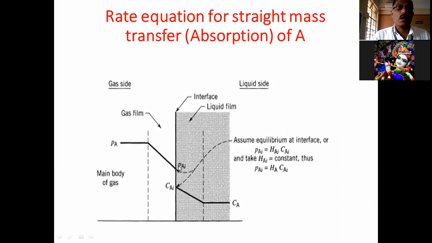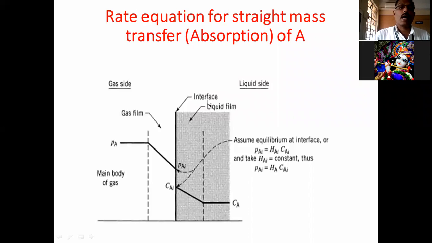Towards the interface, and this partial pressure of A at the interface in the gas film is measured as PAi. And this A is dissolved, soluble in the liquid. This solute A is soluble in the liquid, and after this solubility, the concentration of A is measured in the liquid film, that is CAi. Here PAi is the partial pressure of A in the gas film at the interface, and CAi is the concentration of A in the liquid film at the interface.